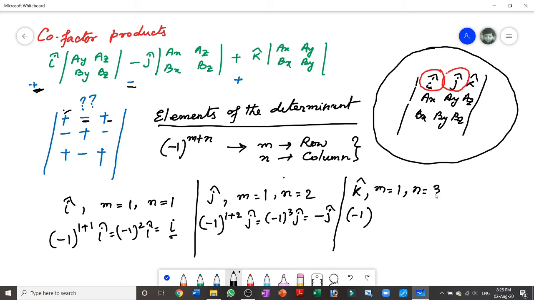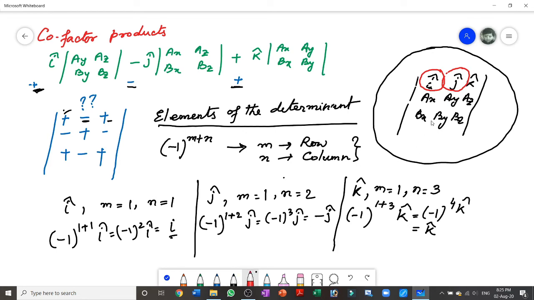N equals 3, so (-1) to the power (1+3), that is (-1) to the power 4, times k cap. Now, a negative sign to the power odd will be negative 1, and a negative sign to the power even is positive 1. So it will be only k cap. That is why it has a plus value.